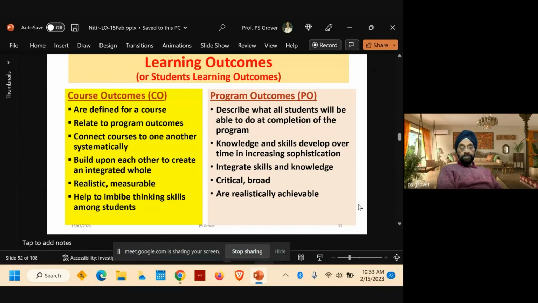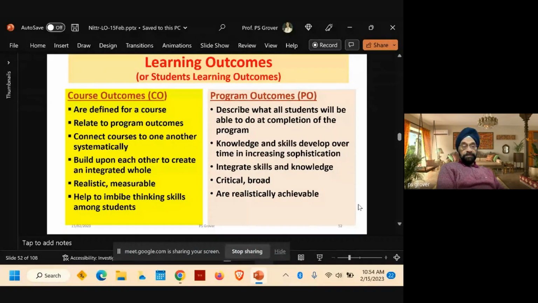See, program outcomes are for the complete consolidated learning of the student for the whole program. The 1 year program, 2 year program, 4 year program, 5 year program, 6 month program, a terminal program where we say a certificate is given or diploma is given, is referred to as a program, and program outcome is what is learned in that.